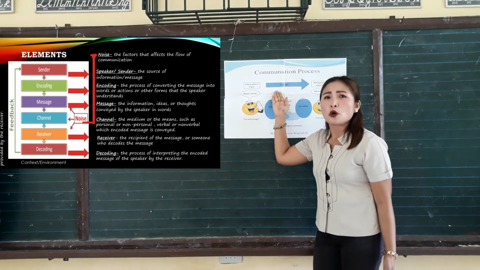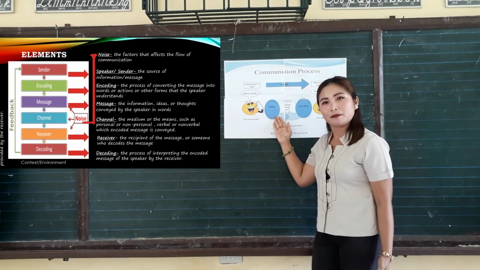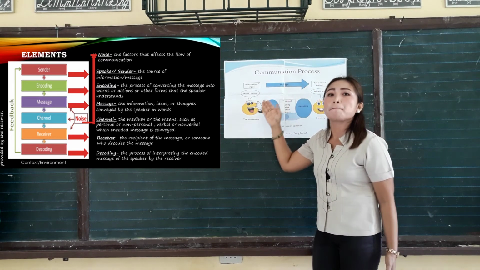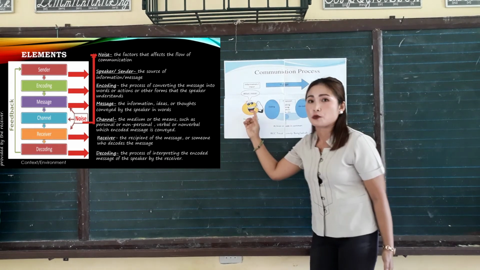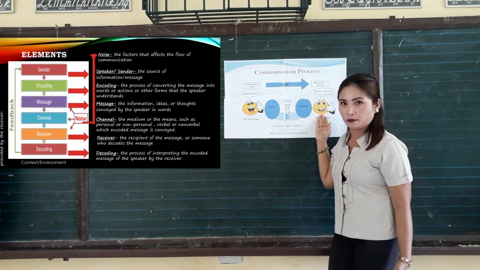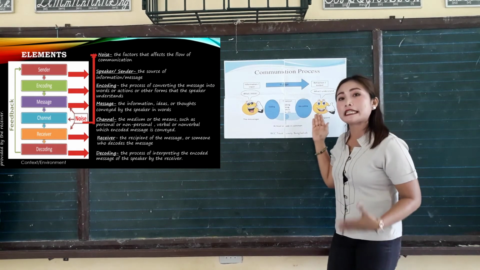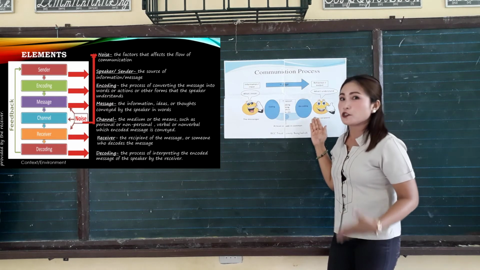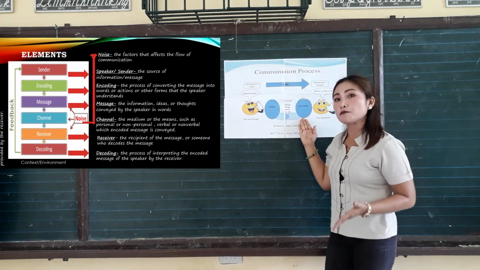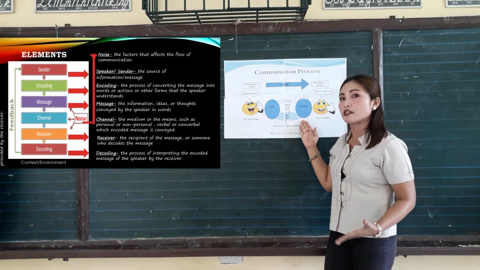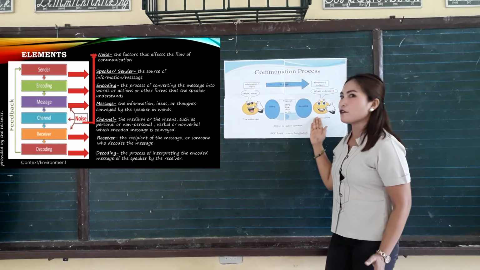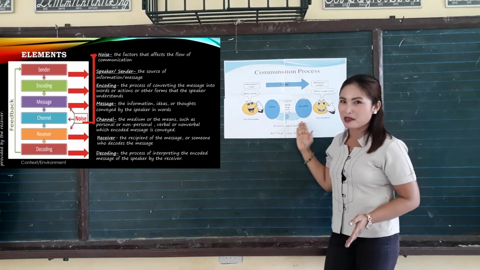And this message will travel through a channel. A channel is a medium or a way from which the message passes through from the speaker to the receiver. Then we have the receiver, the recipient of the message. And then the receiver will decode the received message. So what is decoding? Decoding is another element of communication, which means interpreting of the encoded message from the speaker by the receiver. In other words, the receiver is the one who decodes the message.